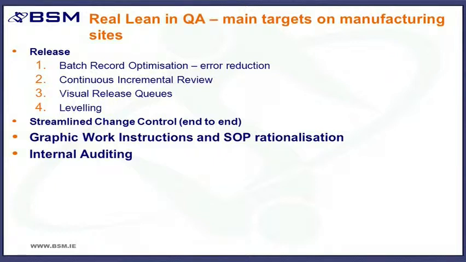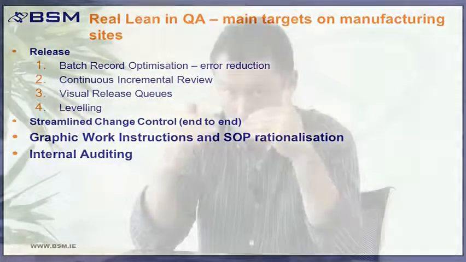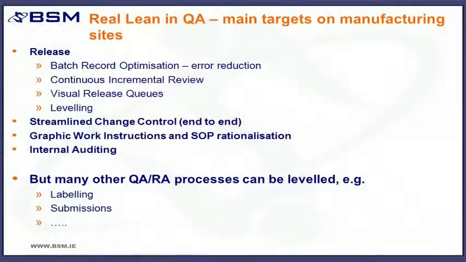Okay. Now, having said that, of course, there are lots of other smaller processes that one could level, that one could implement real lean in. And just for example, BSM is currently very active in the RA area, in the regulatory affairs area, helping people to level processes like labeling processes, like submission processes. So you can level lots of processes in QA, but for today, I'm going to primarily focus on the top two, they being the release process and the change control process.